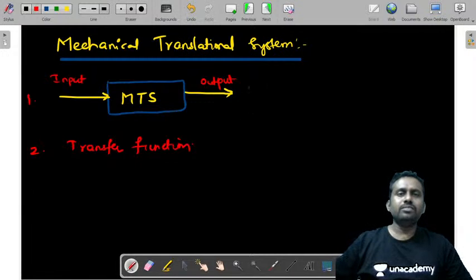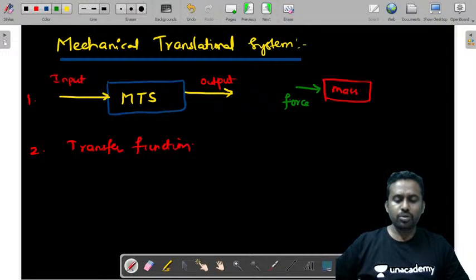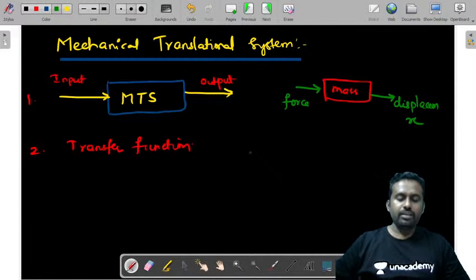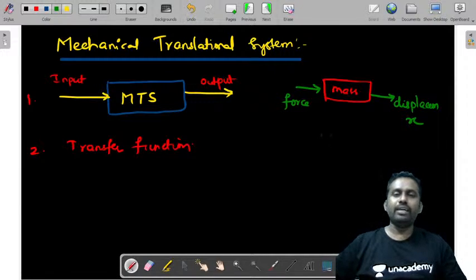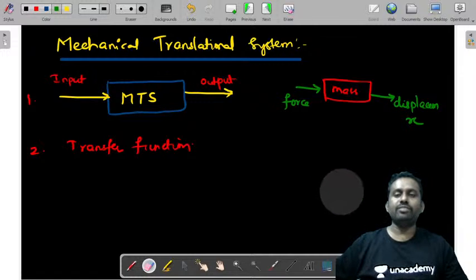Now, for a mechanical translational system, let us consider a body, mass. This mass will have some movement only if there is some applied force on it. Yes or no? Yes. Due to this force, there will be some displacement. We'll denote it as x. Because I have denoted displacement, I will also define what is velocity. Velocity is equal to distance by time, and acceleration is equal to velocity by time, or you can also write it in terms of rate of change of velocity as well.